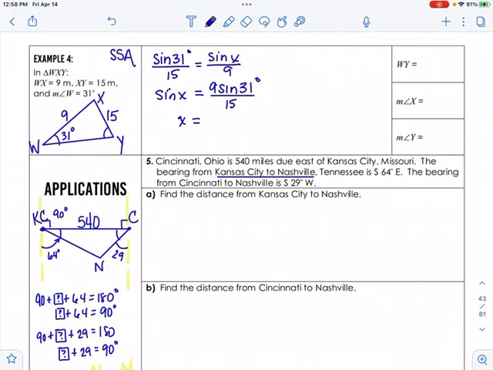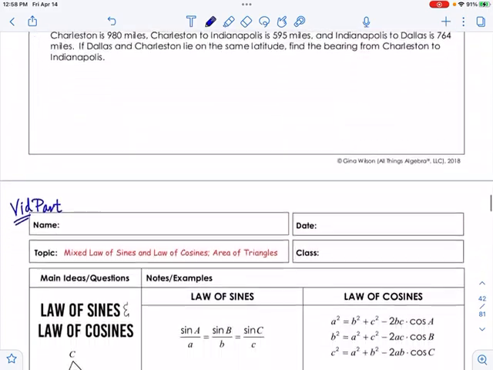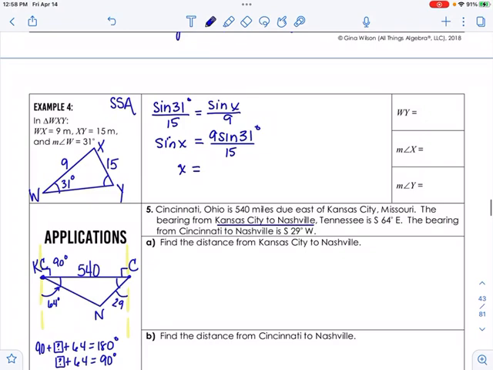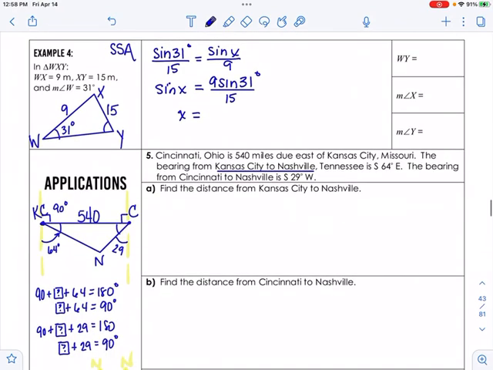Okay, we're back on mixed law of cosines and sines and area of the triangles. This is part 2. So we have one more example in mixing the law of cosines and sines, and then we're going to go to some applications.